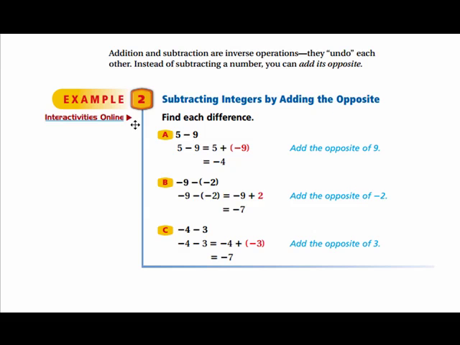All right, example 2, we are now going to be subtracting integers by adding the opposite. This is my favorite way to do this. The reason it works is that adding and subtracting are inverse or opposite operations. They undo each other. Instead of subtracting a number, you can always just add its opposite. Let's look at how this works.